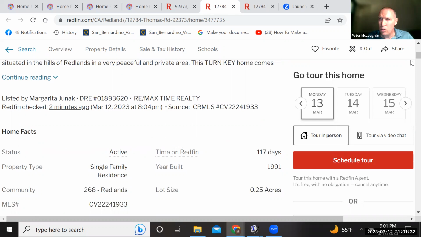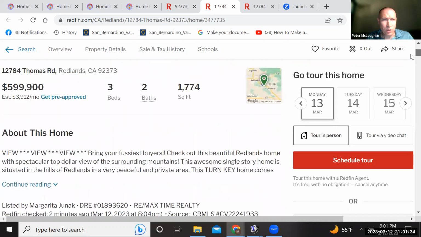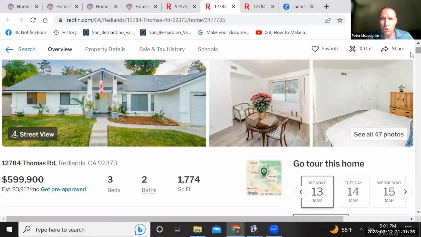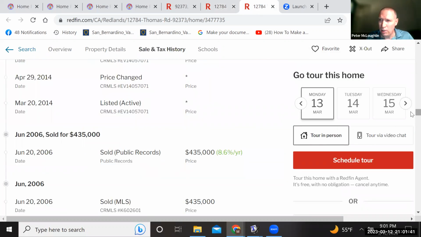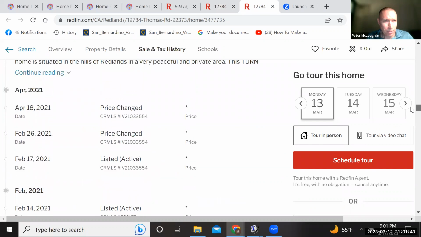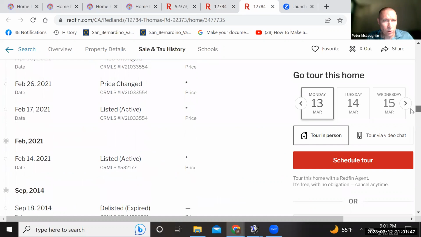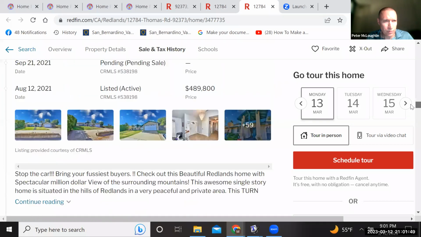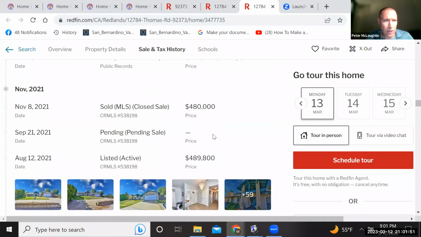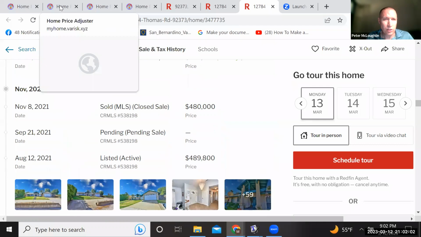Okay, so let's scroll down to the price history. So let's go to the top. You can see it sold in November 2021 for $480,000. So I'm going to go to my home price adjuster.